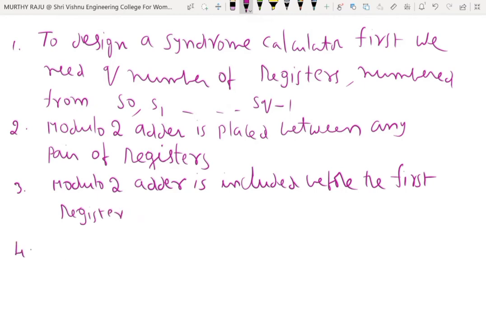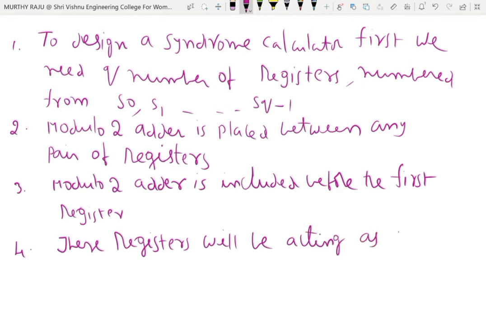These registers will be acting as shift registers, as shown.